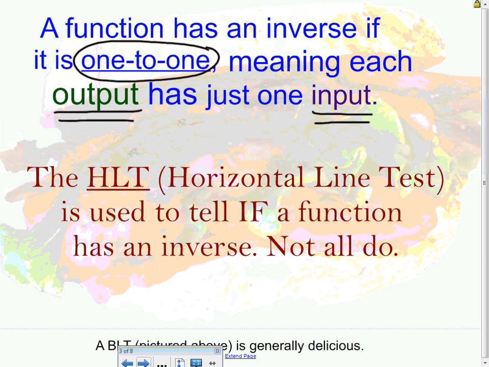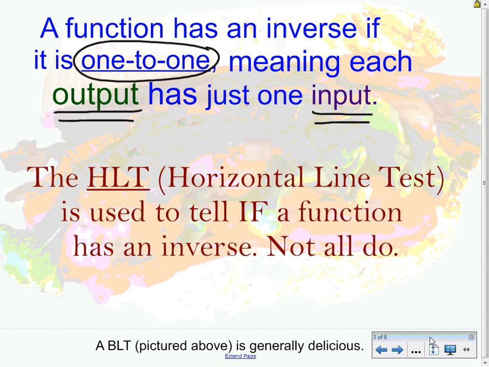And graphically, it's very easy to tell if something has an inverse because you use the horizontal line test, the HLT, and it's used to tell if a function has an inverse. And not all of them do. Not all of them do. Well, we'll get right into some examples, I suppose.